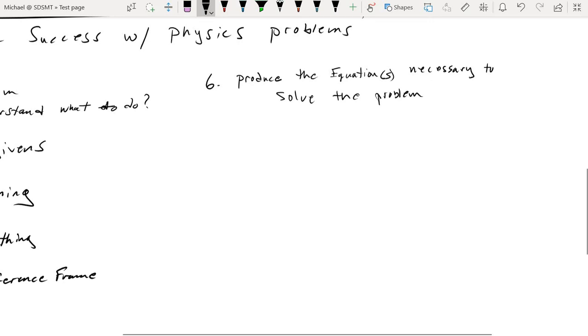Now, I use the word produce because in physics, and this is going to sound weird, every problem is unique. As such, we need to make up the equations needed to solve the problems every time that we do a physics problem. So, saying we're going to make stuff up as we go sounds kind of bad, but that's exactly what we're going to be doing. We need to produce the equations that are necessary to solve these problems.